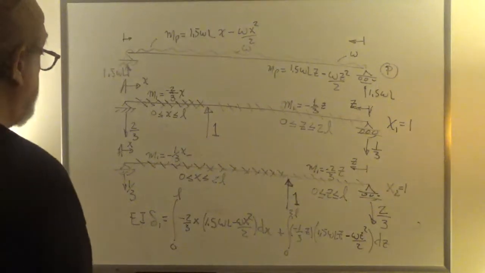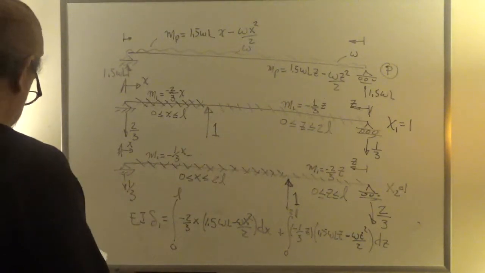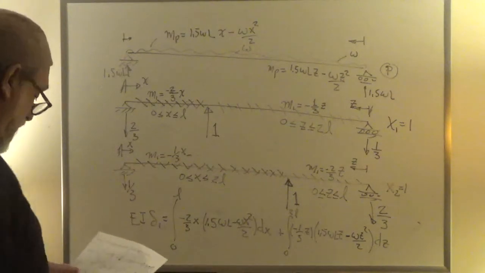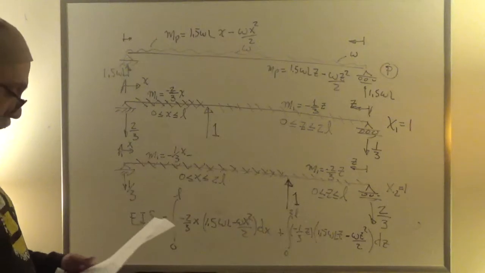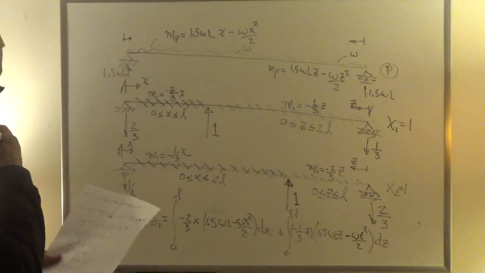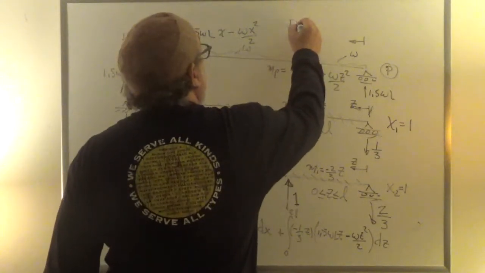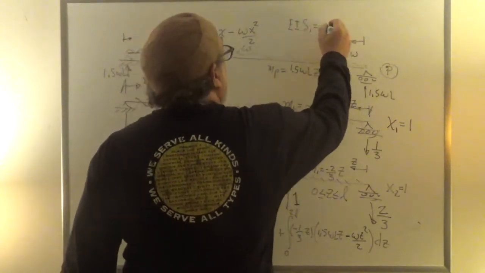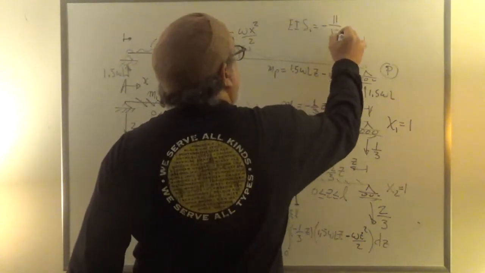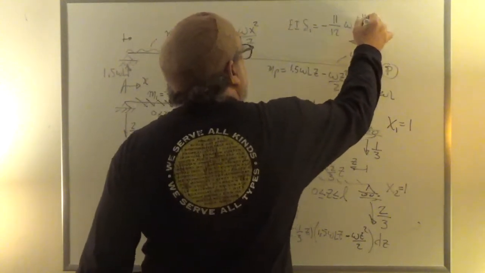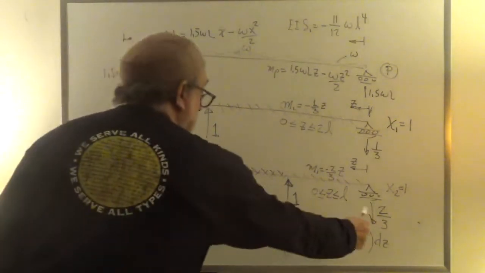From 0 to 2L. So you carry out that integration and you find that EI delta 1 is equal to minus 11/12 of W L to the fourth. So it turns out that EI delta 1 is minus 11/12 of W L to the fourth. Okay? That is, you carry out that.